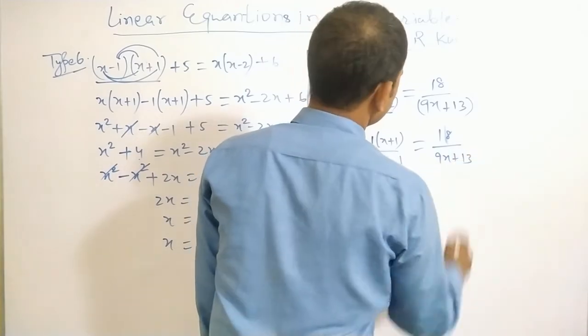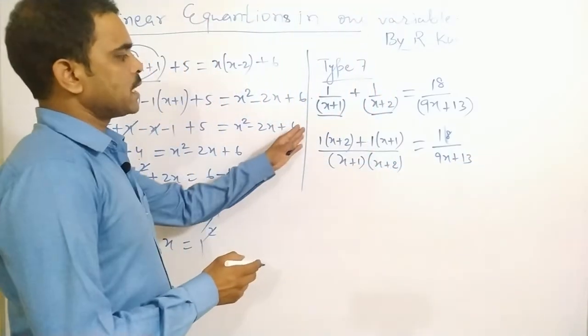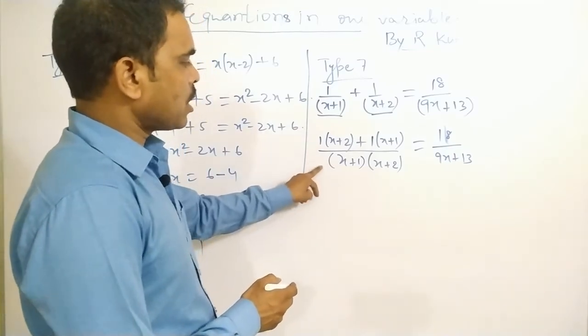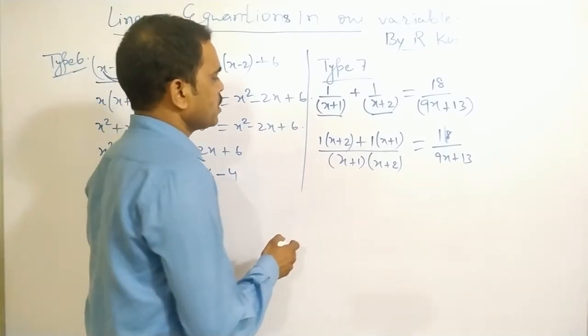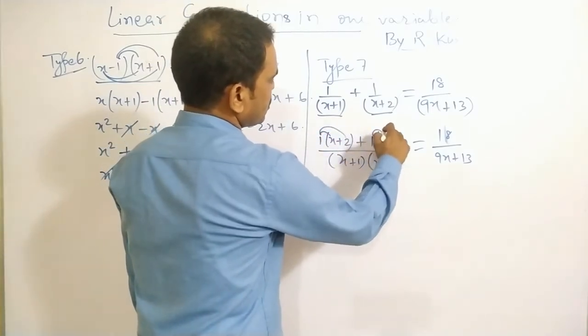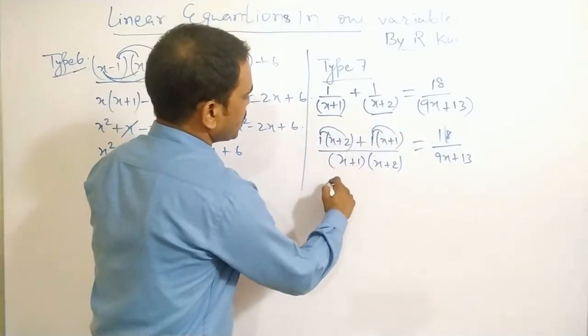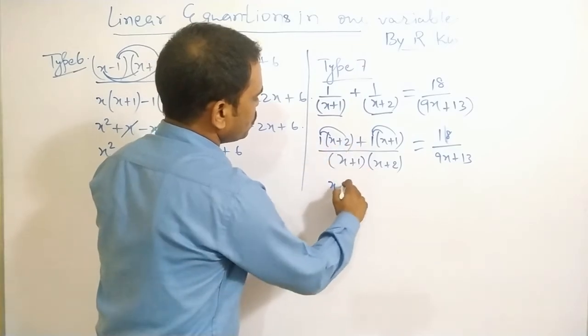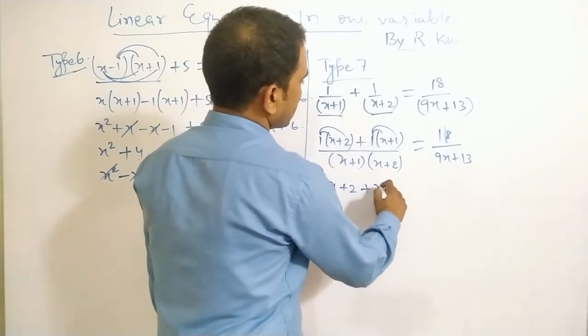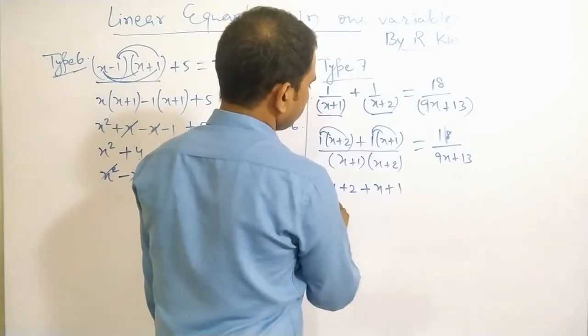As I told you, we will simplify the numerator here first, and after this we will find the product. We will multiply like this. So 1 into x will be x, 1 into 2 will be 2, with plus sign of course, plus x and plus 1.